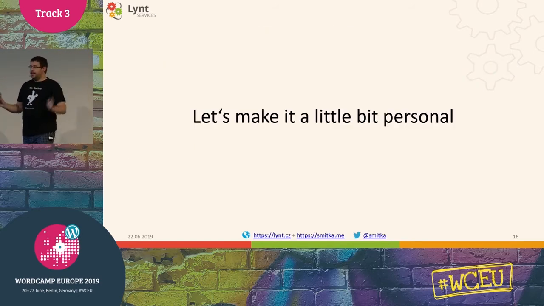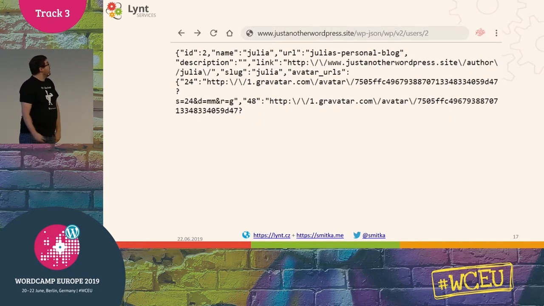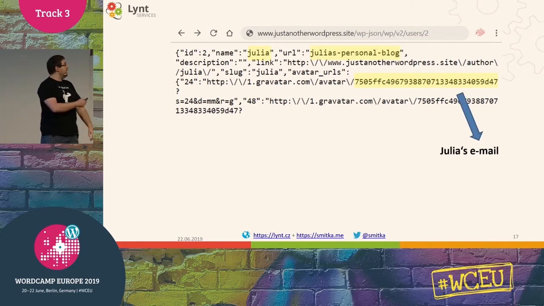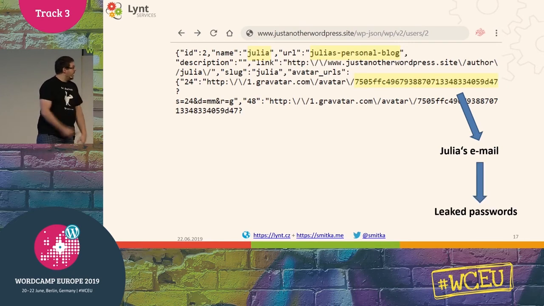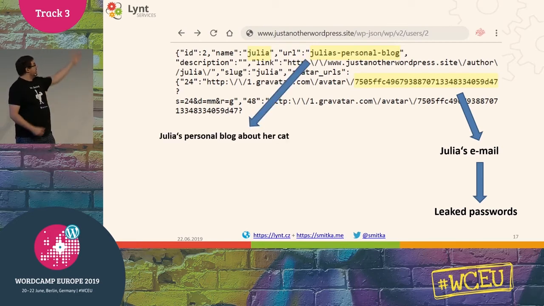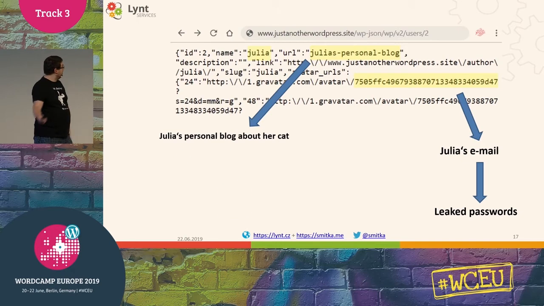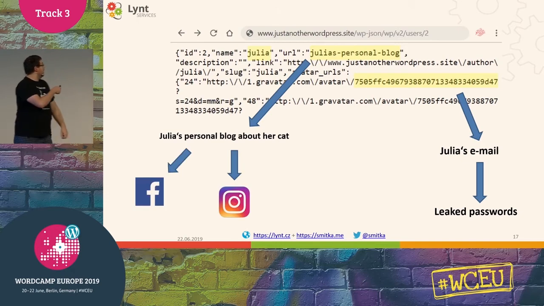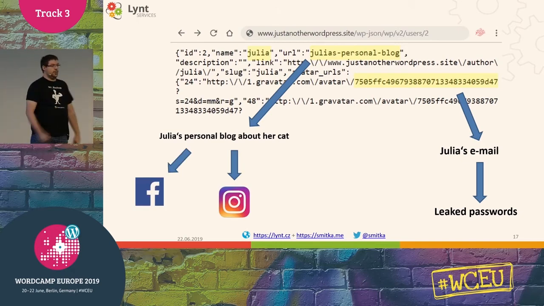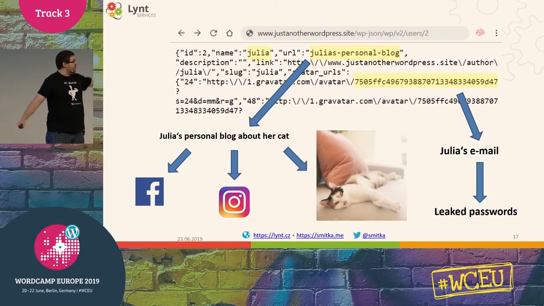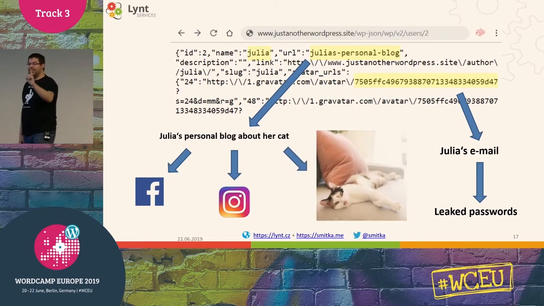Okay, enough of boring theory, and let's make it a little bit personal. There is a second user on that site, Julia. What do we know about her? Again, there is her email, and we can try to find some leaked passwords. But we also know that she has a personal blog about her cat. And from that blog, we know her social networks. And we also have the picture of her cat. And it's really important. She has a cat, not a dog.